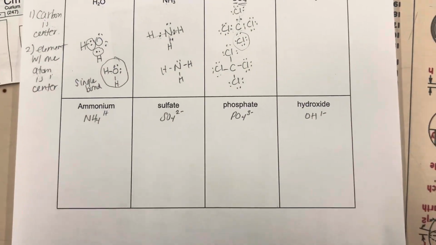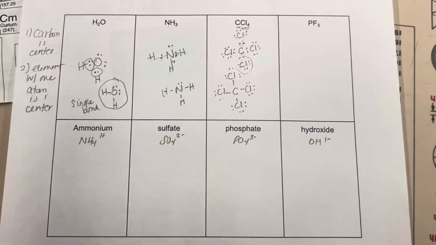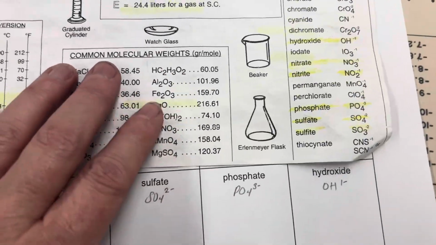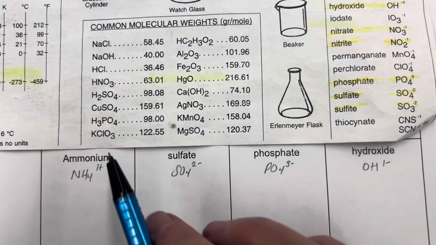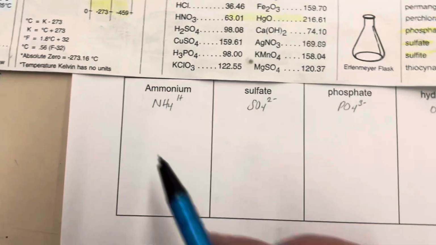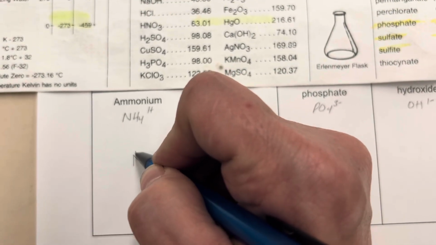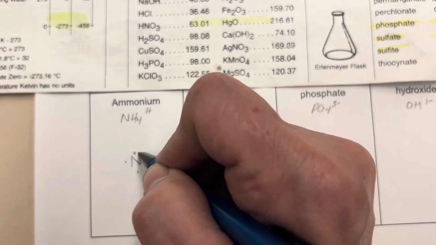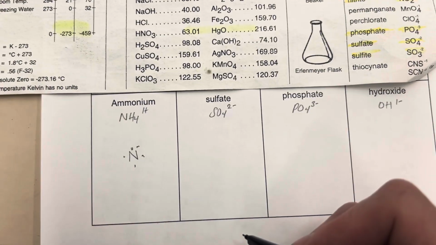Now, not every element or every compound is going to be neutral. So we learned a little bit about our polys yesterday. The first poly I have is ammonium. So ammonium we look up is NH4, 1 positive. There's only 1 nitrogen in this formula, so nitrogen is center. So we're going to put our 5 electrons around nitrogen.